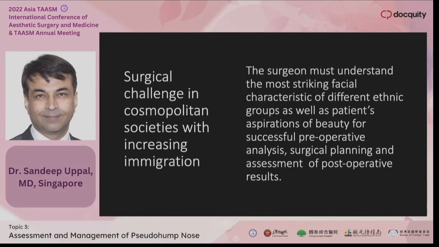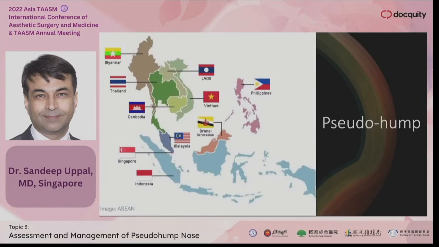This poses a surgical challenge in cosmopolitan societies with increasing migration. The surgeon must understand the most striking facial features of different ethnic groups, as well as patients' aspiration of beauty for successful preoperative analysis, surgical planning, and assessment of postoperative results. One common reason for a rhinoplasty consultation in Asian patients is the correction of pseudo-hump deformity.